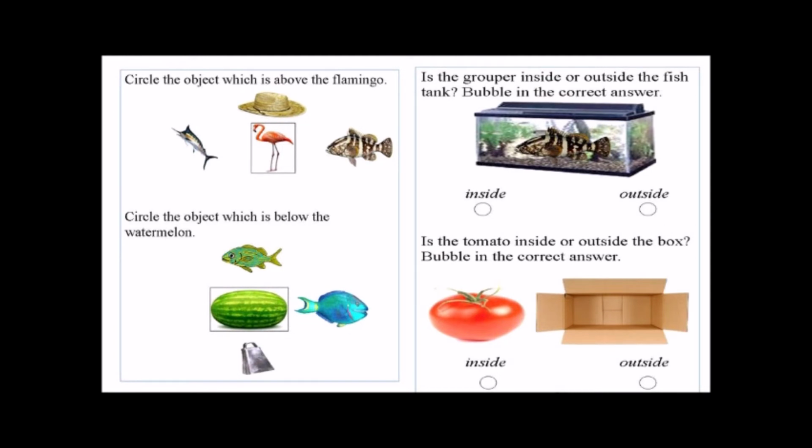And here are some questions. Circle the object which is above the flamingo, and circle the object which is below the watermelon. The next one, is the grouper inside or outside the fish tank? Bubble in the correct answer. And they have inside, outside.